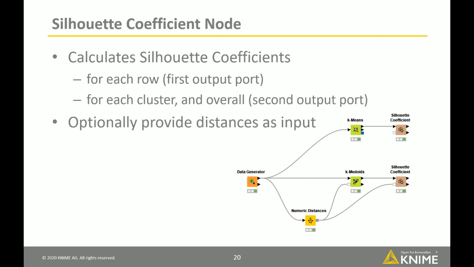If you want to, you can also calculate a distance matrix and use that as an optional input too, like you see on the bottom branch here with the k-medoids node, that is then used along with the numeric distances node to calculate the silhouette coefficient. So this is something that if you're doing a lot of unsupervised clustering analysis, you want to be able to calculate this. Now we have a node to help you do that.